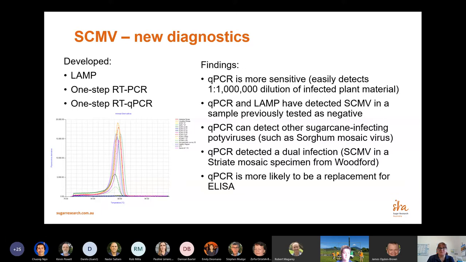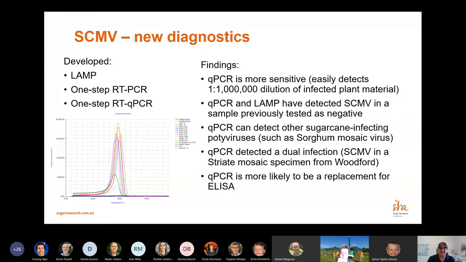which is fantastic. Interestingly also, the qPCR and LAMP detected mosaic in a sample which we had previously said was negative, and this was a survey sample from overseas. So that's quite interesting, but it shows it's actually more sensitive than the previous tests. The qPCR can also detect other sugarcane infecting potyviruses, such as sorghum mosaic virus. One set of the primers that we designed was really good at doing that as well.